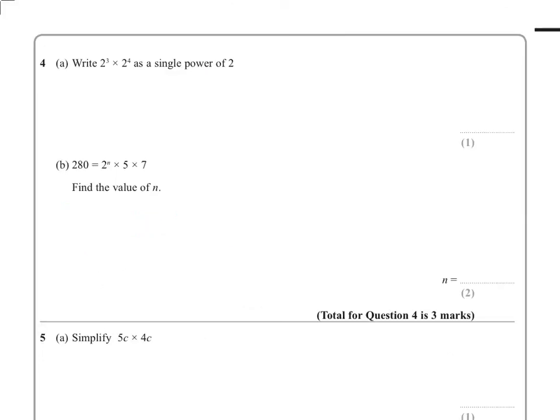Write 2 cubed times 2 to the power of 4 as a single power of 2. While I'm multiplying, I add my powers. So 2 to the power of 3 plus 4, which is 2 to the power of 7.